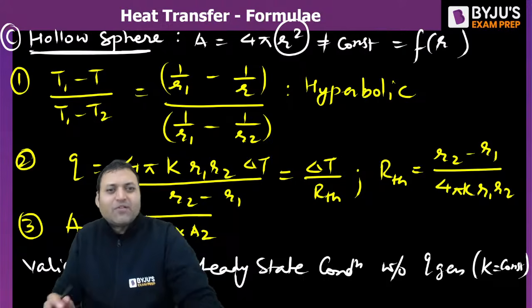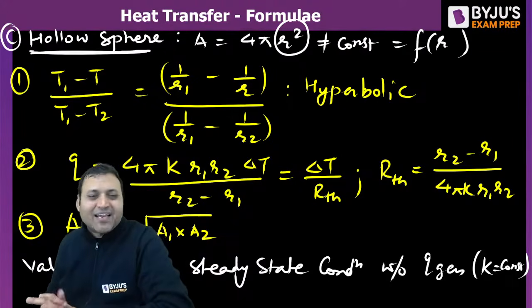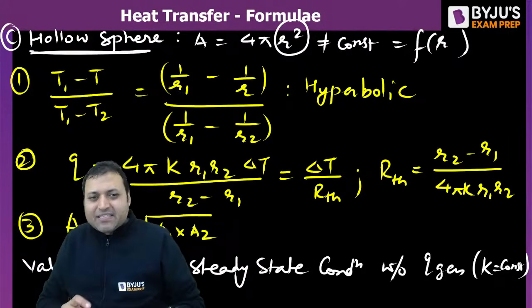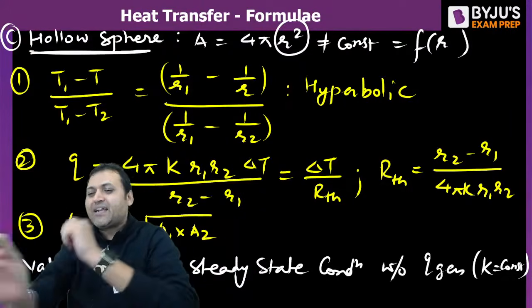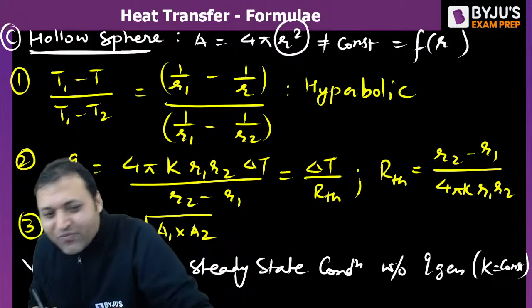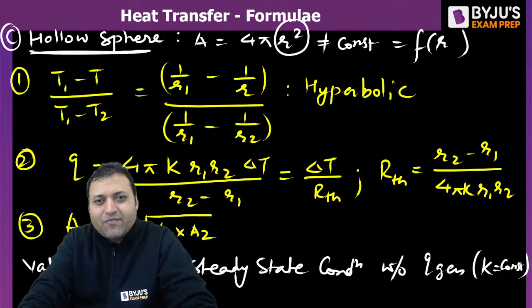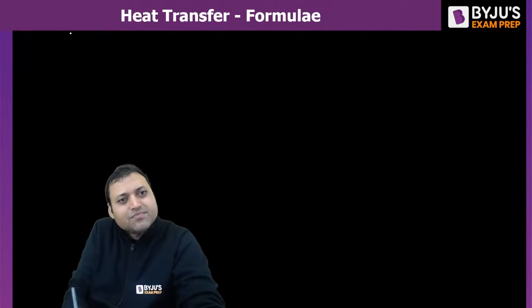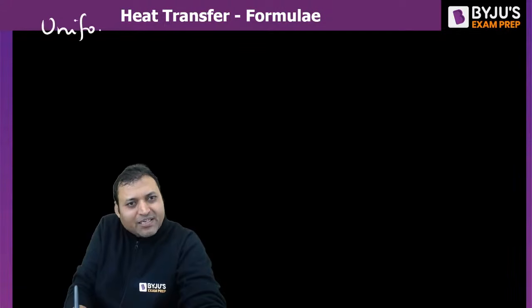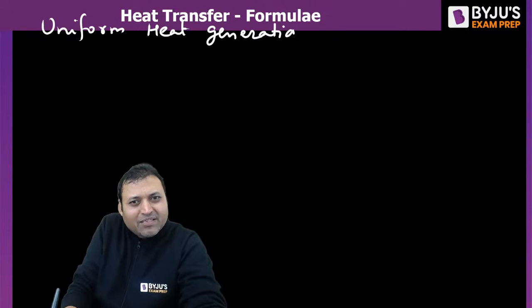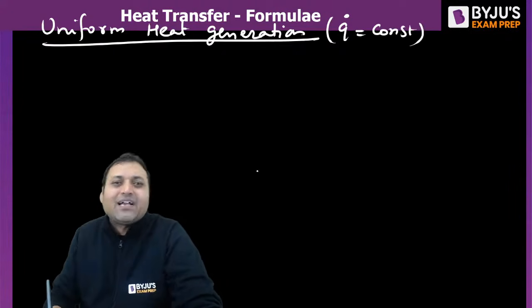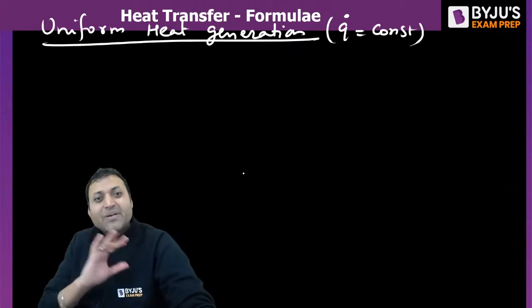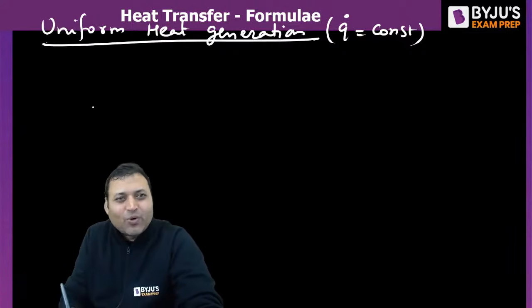Then we can talk about the formulas for uniform heat generation in cylindrical and spherical systems. Do you remember the formula? Give me thumbs up. How many of you remember the formula for heat generation in cylinder and sphere? Good evening, Rishikesh. Welcome. The next is the formula for uniform heat generation. What is the meaning of uniform heat generation? It means Q dot, the rate of heat generation per unit volume, is constant. The heat is generated uniformly throughout the system.